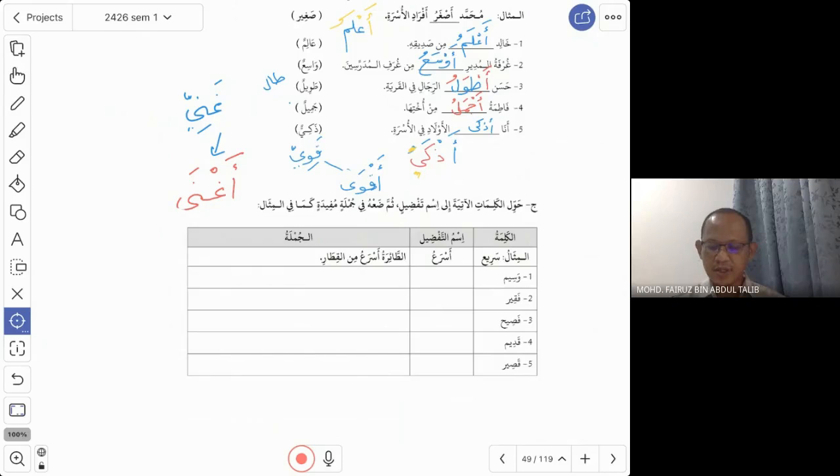Okay, so find the meaning of all these words: wasil, fakir, fasih, qadim, and qasir. Find the isim tafdil and write the sentence.